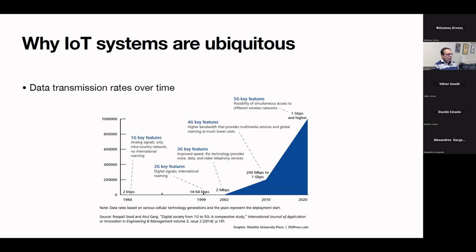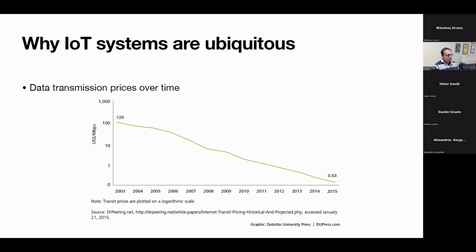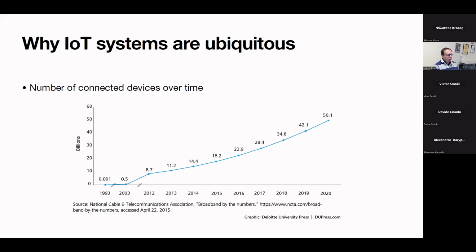Another fact is that the data transmission rates over time have rapidly increased. You can see here that we can have data transmission with 1 Gbps and even higher. Whereas the data transmission prices have fallen over time, the cost of communication is much cheaper today than it used to be a few years ago.